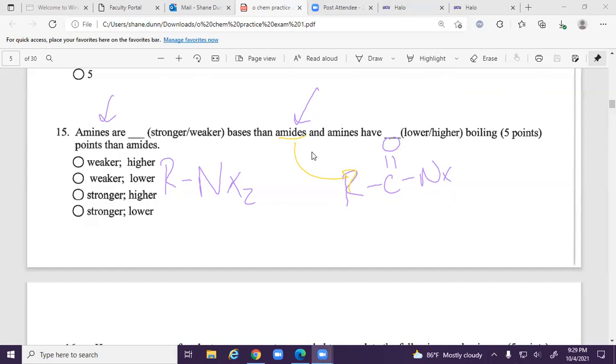I don't like the yellow. Don't like the orange too much.